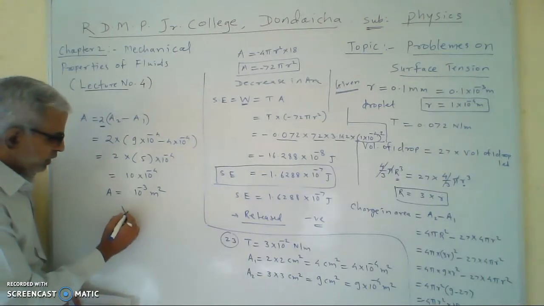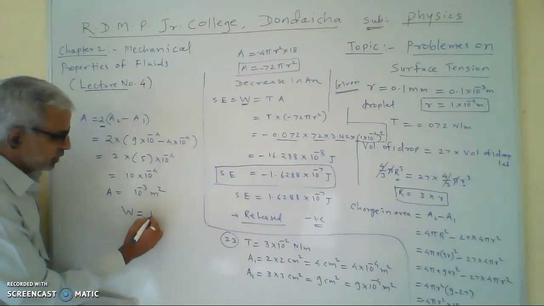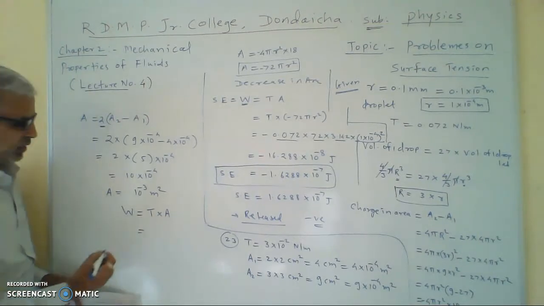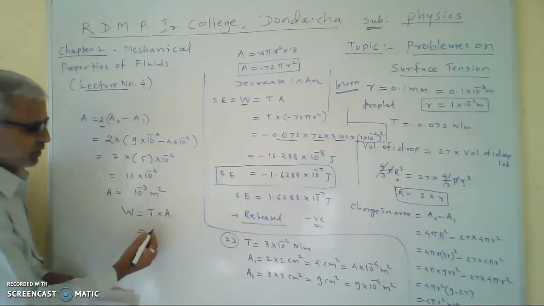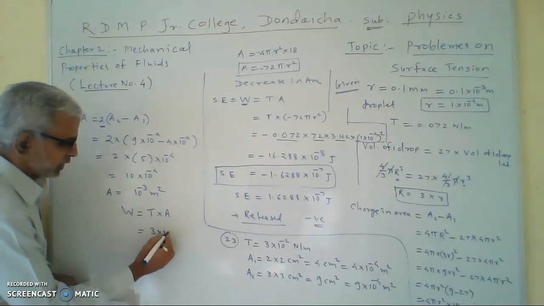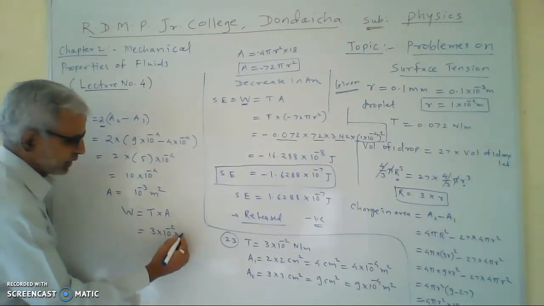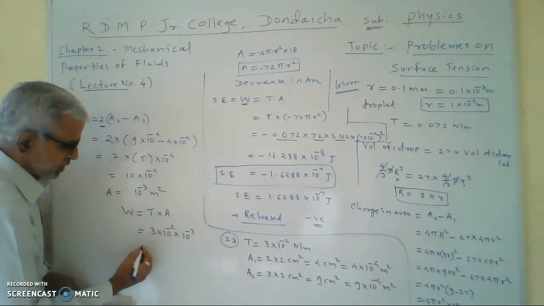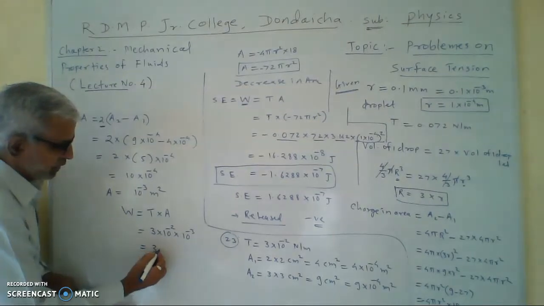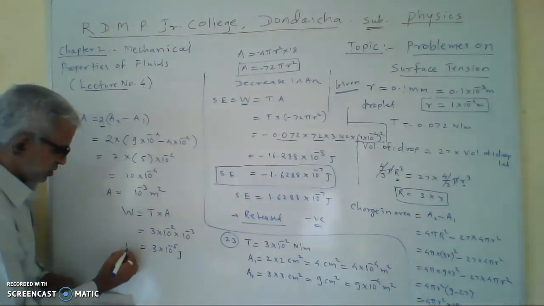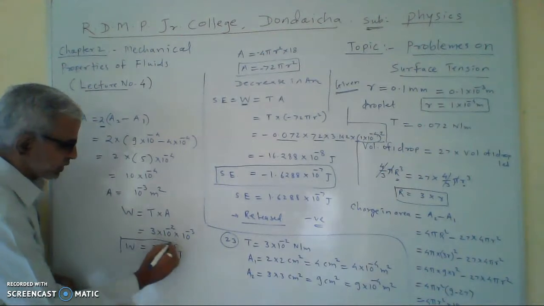Then work done is W equal to T multiplied by A, the formula. Then put the value of T, it is 3 into 10 raised to minus 2, and put the value of A, it is 10 raised to minus 3. So 3 into 10 raised to minus 5 joule. This is the final answer, this is the work done.